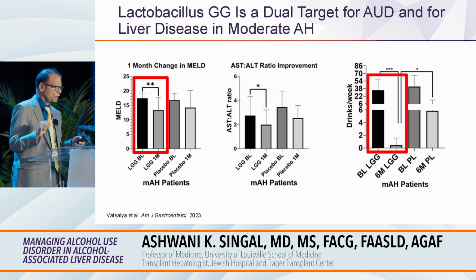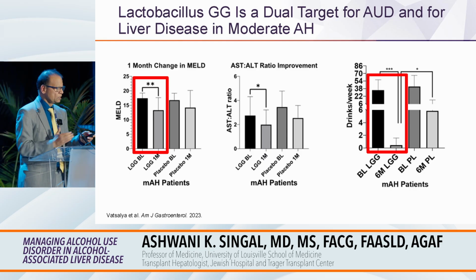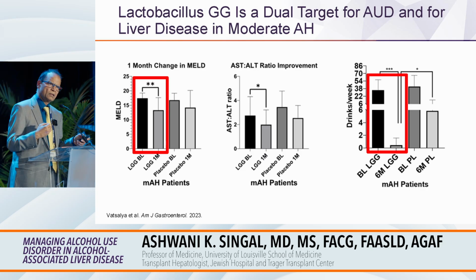This is the LGG, and this comes from our center in Louisville from Dr. McClain's group. I think you heard from Tim about the FMT and modifying the microbiome, and this is the same thing. When you modify the microbiome, whatever way you do it, it gives you a dual benefit on the liver disease as well as in the gut-brain axis with addiction. And this is what we showed in these moderate AH patients in a randomized controlled trial, that not only the liver disease improved, but more importantly at 6 months, the alcohol use decreased with this probiotic called Lactobacillus GG.